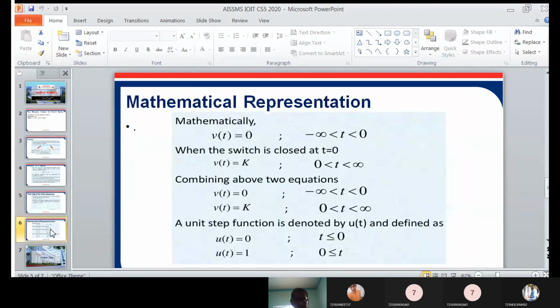If we represent that in mathematical form, the voltage V of t is equal to 0 when t goes from minus infinity to 0. But when the switch is closed, the voltage V of t is equal to k, and that k value may vary from 1 to 3. Combining the above two equations, V of t equals 0 and k, with respect to time. The unit step function is denoted as u of t, which is 0 when t is less than 0, but it is 1 when t is greater than or equal to 0.